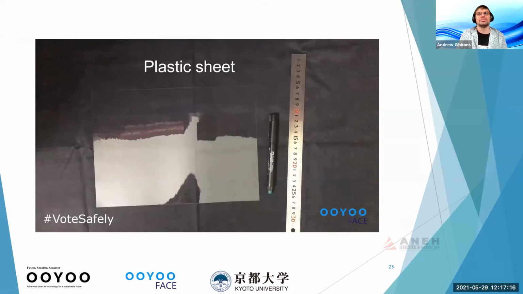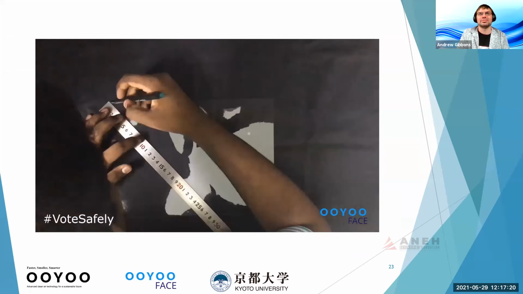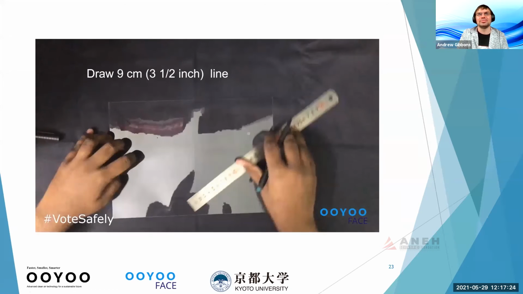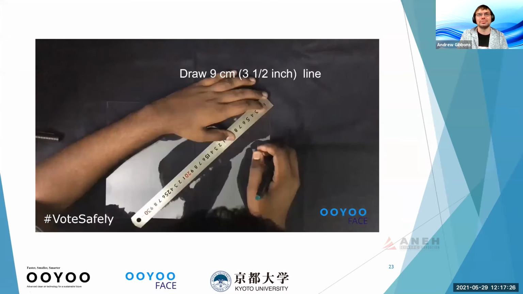Let's take a permanent marker and a 30cm ruler, and from the left corner, let's draw an approximately 9cm line. Let's do the same thing on the right corner as well.